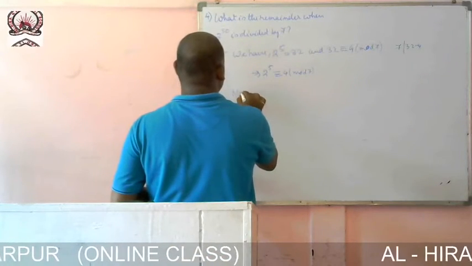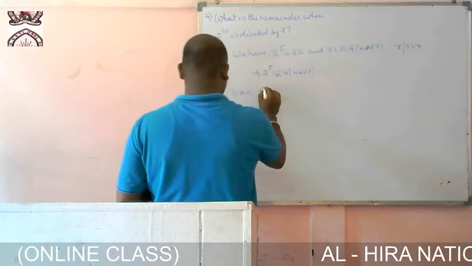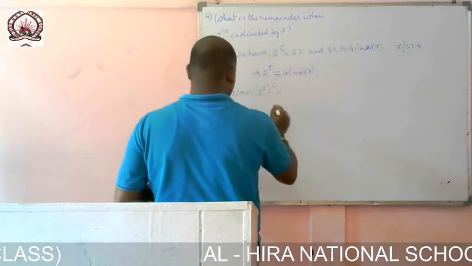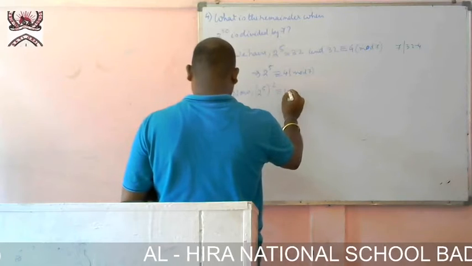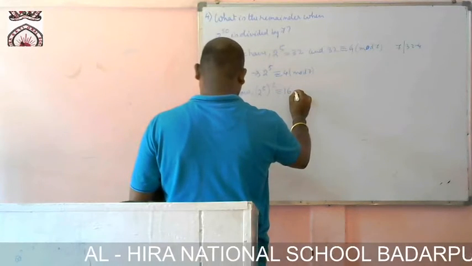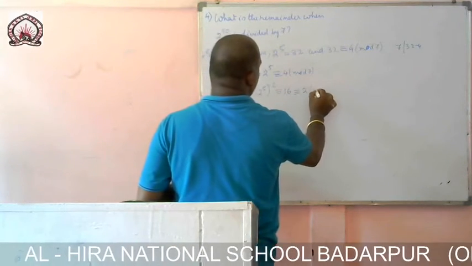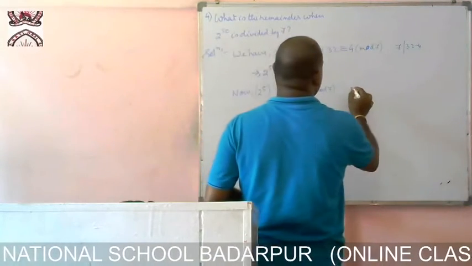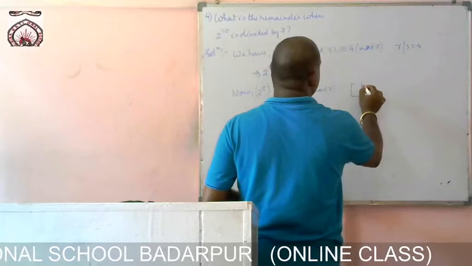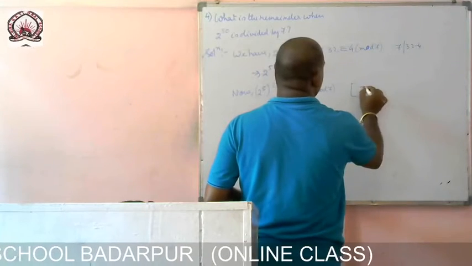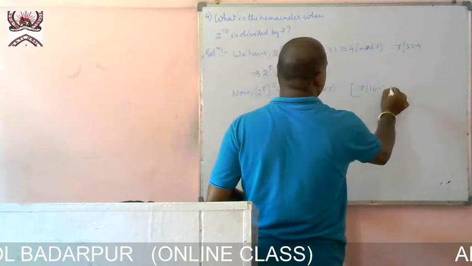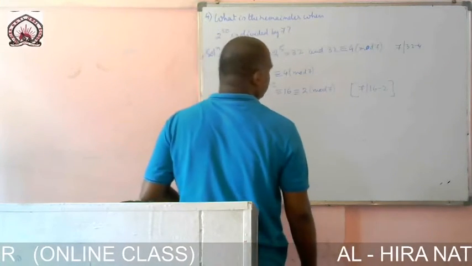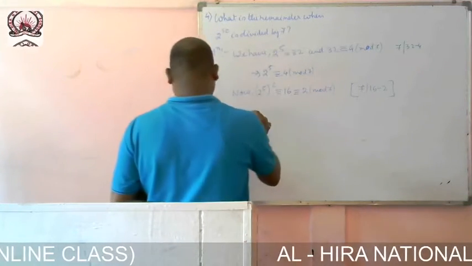Now 2 to the power 5 whole thing squared is congruent to 4 squared, 16, congruent to 2 mod 7. Here see 16, so 7 divides 16 minus 2. 7 divides 16 minus 2, which is 14. Yes or no?